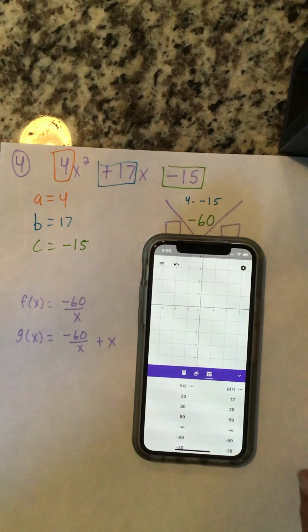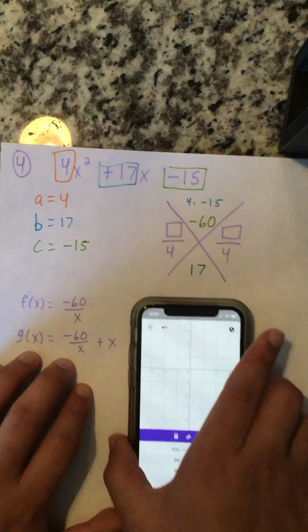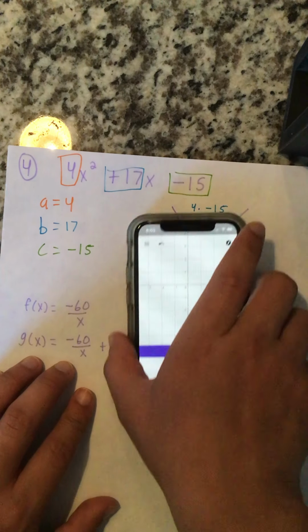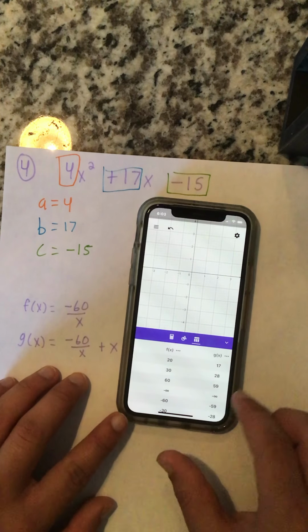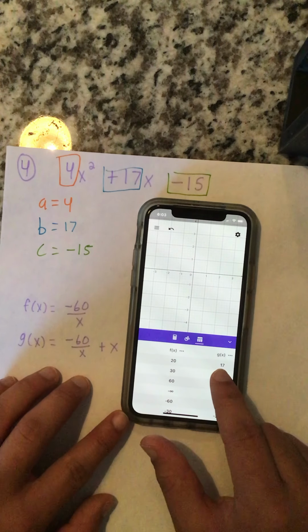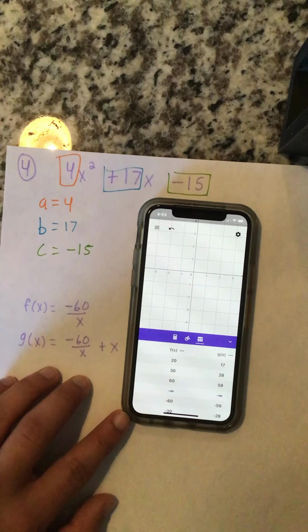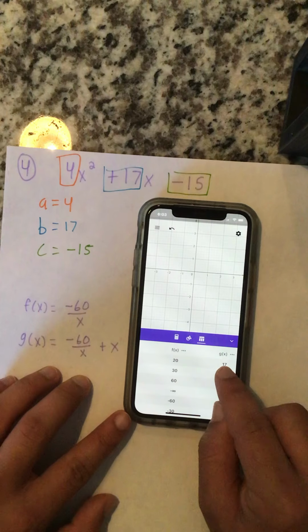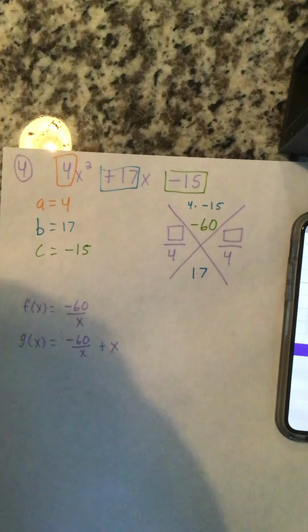So, again, we are looking for the b value, so this value in the g of x column. And if we look there, it's right at the top. Wait, we don't even have to do that much. I have 17 right there. So, I'm going to write down.